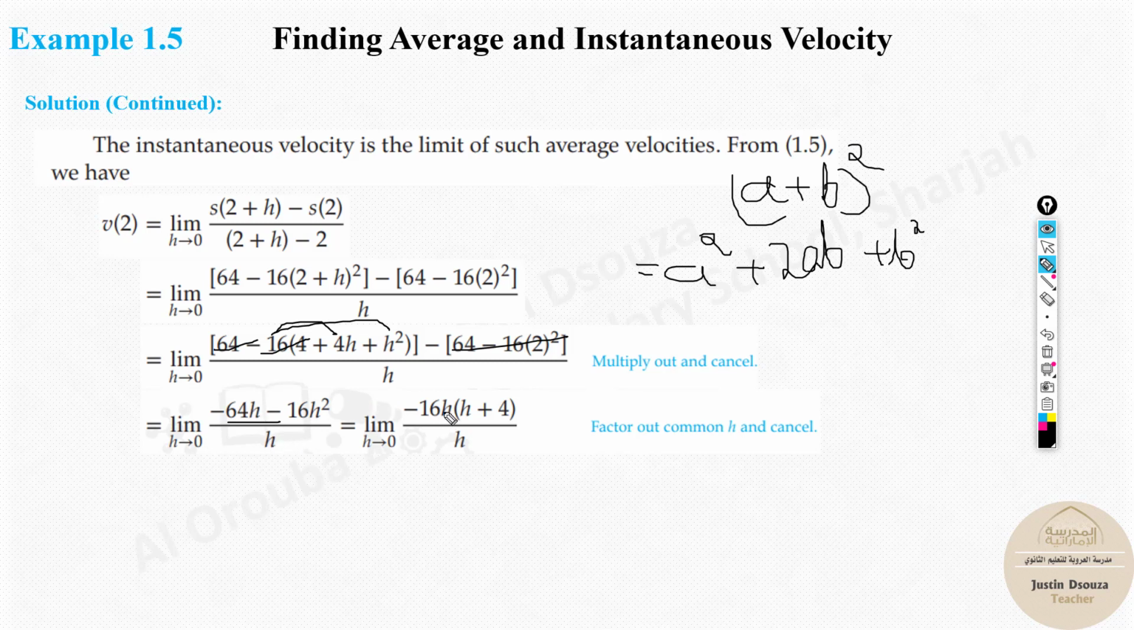So take a h common. Now cancel this. Now it's a polynomial. It's easy to substitute. You can easily substitute h over here. It'll be 0 plus 4. It's 4. Negative 16 times 4. It's 64. So negative 64 feet per second is the instantaneous velocity at the point 2.